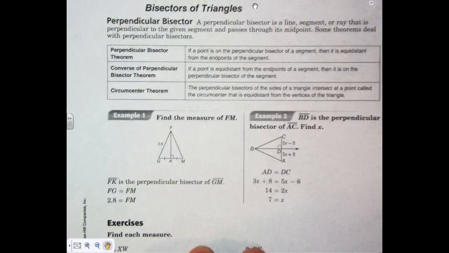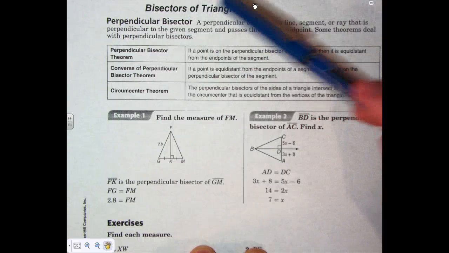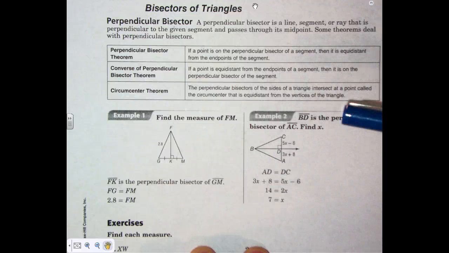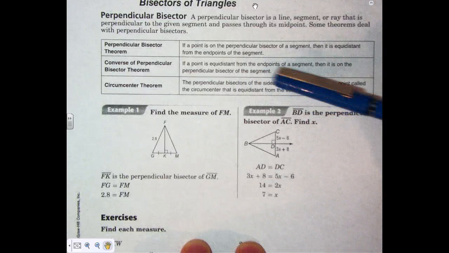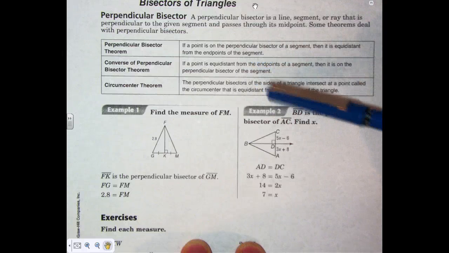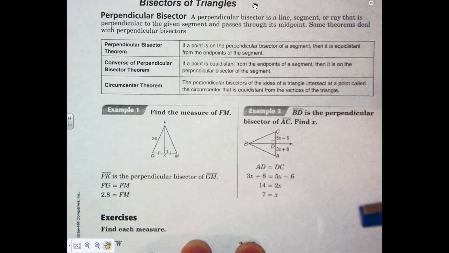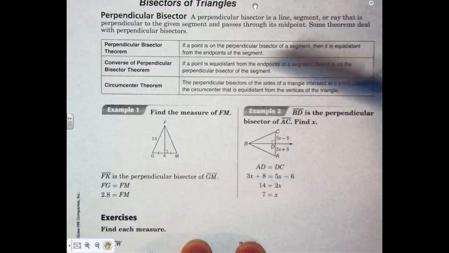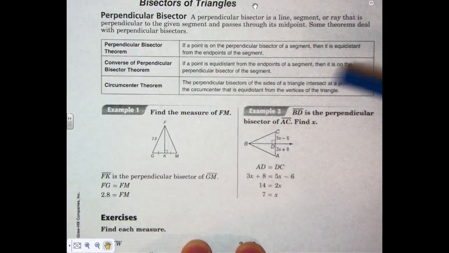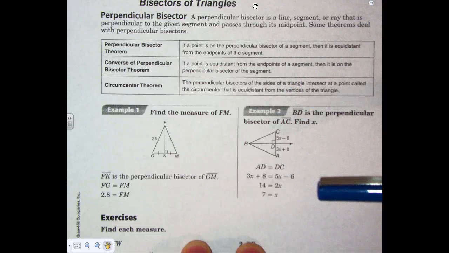So again, a perpendicular bisector is a line, segment, or ray that is perpendicular to a given segment and it passes through the midpoint. So it's perpendicular to it and bisects it. And if you're on the perpendicular bisector of a segment, then you are equidistant from the endpoints of the segment. If a point is equidistant from the endpoints of a segment, it has to be on the perpendicular bisector of the segment. And then the circumcenter is the point where the perpendicular bisectors of the sides of a triangle intersect, and it's equidistant from the vertices of the triangle.